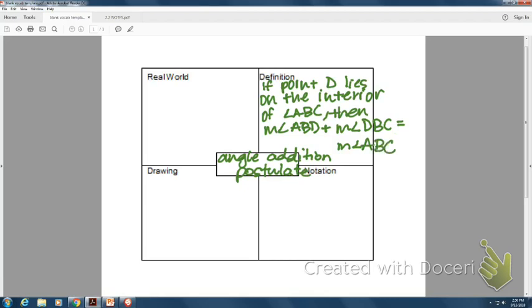Once we draw it, it'll make more sense. We have our angle. We're going to have point D somewhere in the interior of our angle and draw our ray through it. I don't know why it's not wanting to draw. Okay, there.